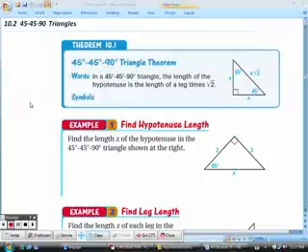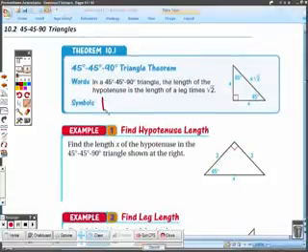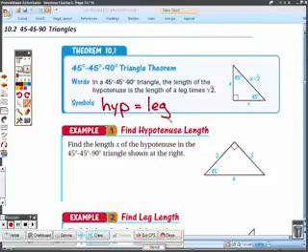So here's the rule, I'll write it down right here. It says that the hypotenuse equals the leg, whatever that measurement is, times root 2, if it's 45-45-90. Now if it's 46-44-90, this doesn't work.